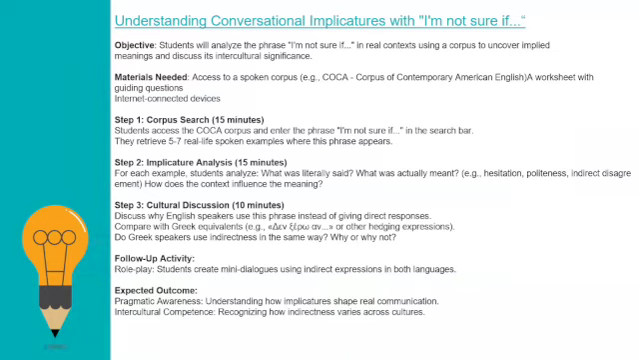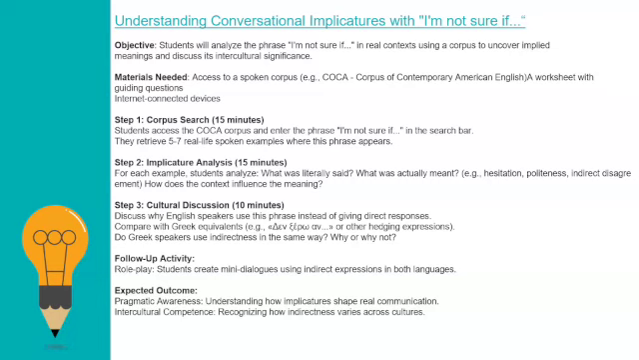Next, we brought in the cultural aspect. We discussed, why do English speakers use this kind of indirectness? How does this compare with Greek? Would a Greek speaker say something similar in the same way, or do we tend to be more direct in Greek? To wrap up, we did a role play activity where students created their own dialogues using indirect expressions in both English and Greek.